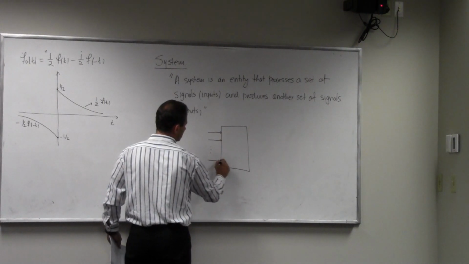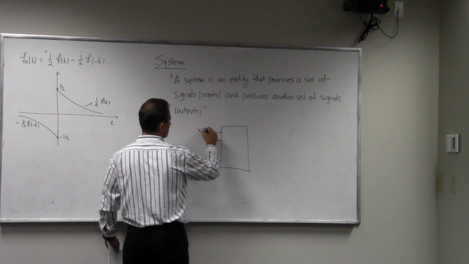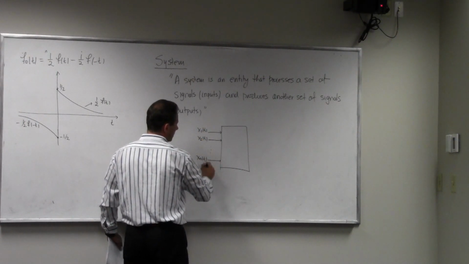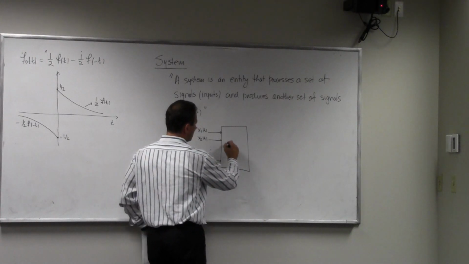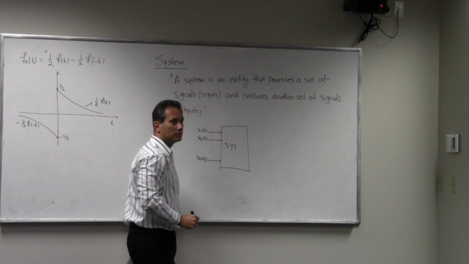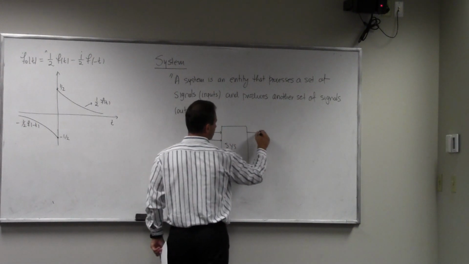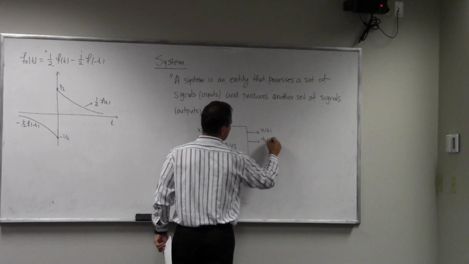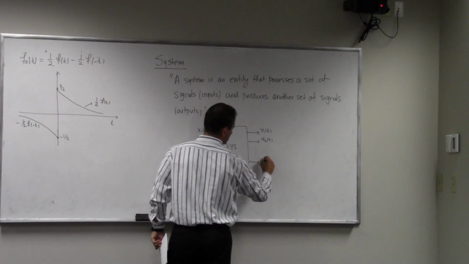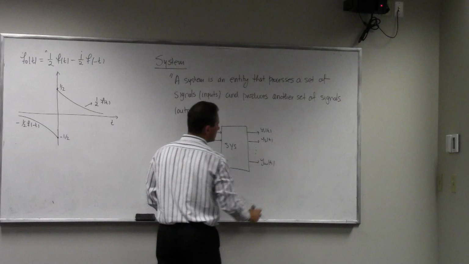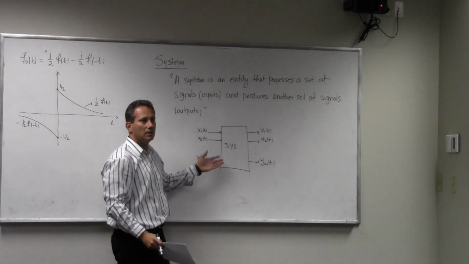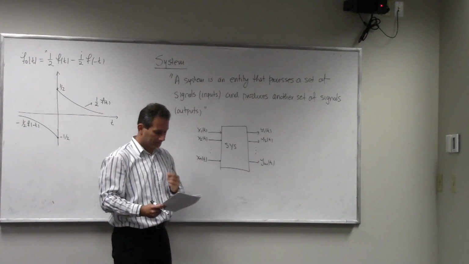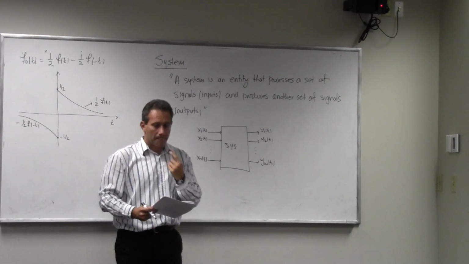We assume that this system is excited by a set of signals, x2 of t, xn of t, and we assume that the system will react to these inputs and produce a whole bunch of outputs, which are, again, another set of signals. So what does the system do? It performs a mapping between the input set of signals and the output set of signals.